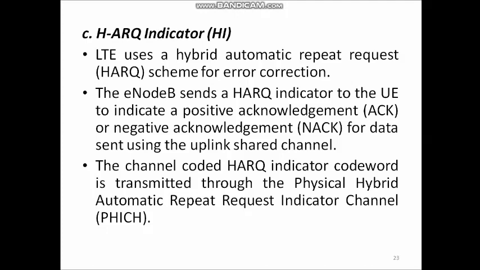So if the data is received clearly, then positive acknowledgement is given. Otherwise, if there is any error in the received signal or received data, then negative acknowledgement is given. So it has 2 values. HARQ indicator H equal to 1 is for positive acknowledgement, and HARQ indicator H equal to 0 for negative acknowledgement. And the channel coded HARQ indicator codeword is transmitted through the physical hybrid automatic repeat request indicator channel, PHICH. So this indicator is mapped to the physical channel PHICH.